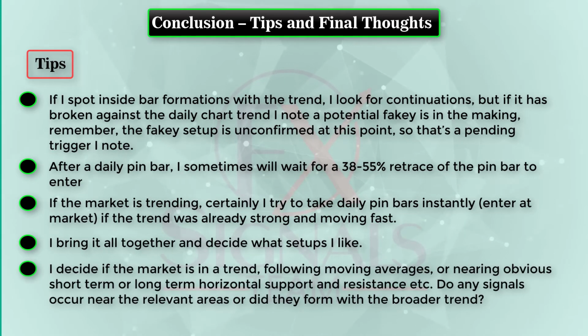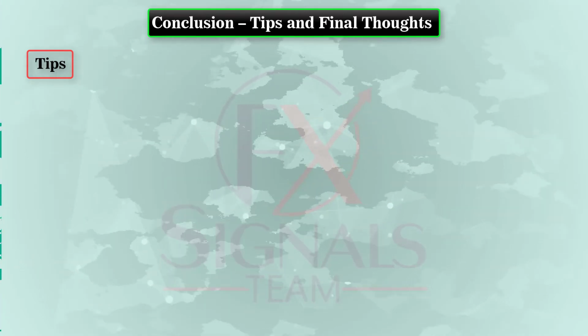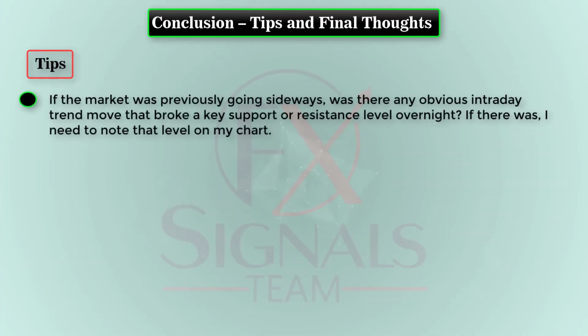I decide if the market is in a trend, following moving averages, or nearing obvious short-term or long-term horizontal support and resistance, etc. Do any signals occur near the relevant areas, or did they form with the broader trend? If the market was previously going sideways, was there any obvious intraday trend move that broke a key support or resistance level overnight? If there was, I need to note that level on my chart.